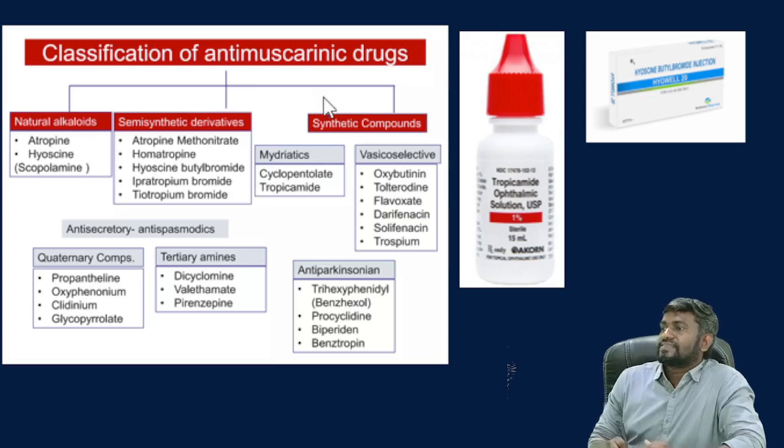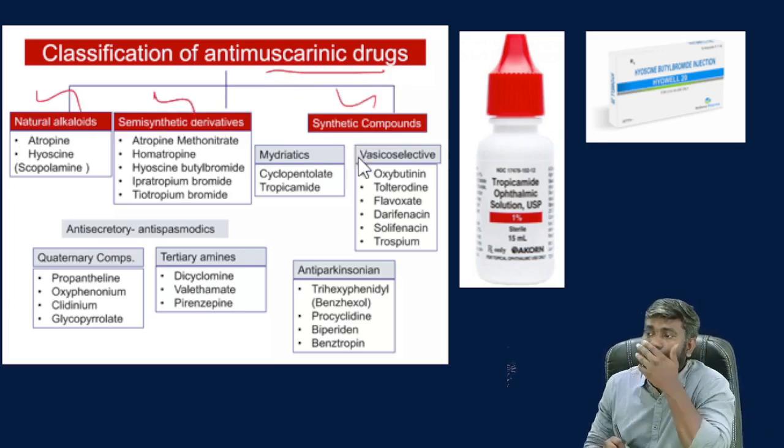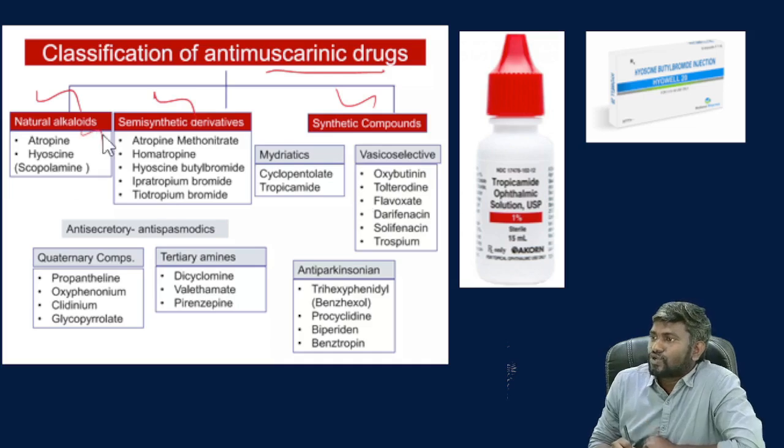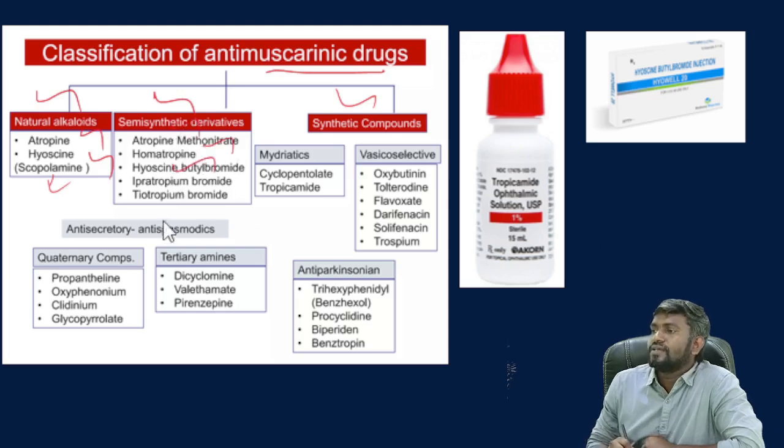Very good. Next, look into the anti-muscarinic drugs. There we have the natural, synthetic and semi-synthetic. In natural we have atropine and hyoscine. This is going to be commonly given for what? In case of motion sickness. We have semi-synthetic, which are going to be homatropine and hyoscine. And we also have ipratropium and tiotropium.